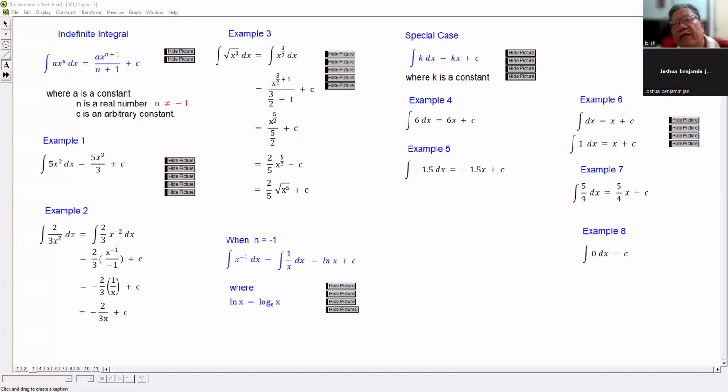Okay, integrate 3x squared is 3x cubed divided by 3. Correct. The 3 and 3 can cancel, actually. Negative 2 over x squared is negative 2 x to the power of negative 1 divided by negative 1. Correct. This one is, oh, the negative becomes positive. Okay. Never mind. I explain here, right?